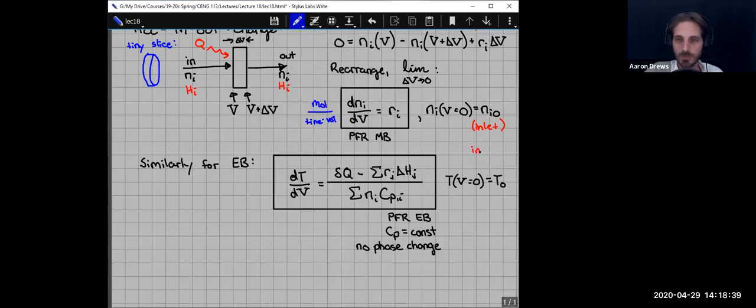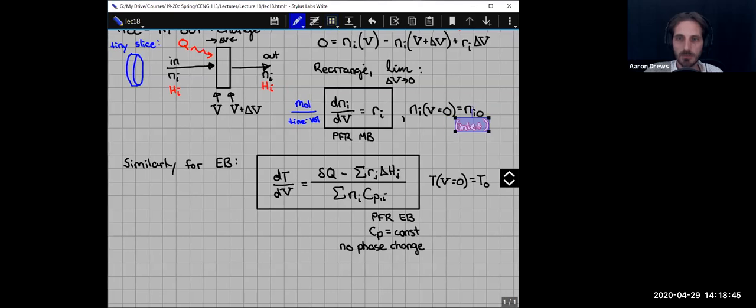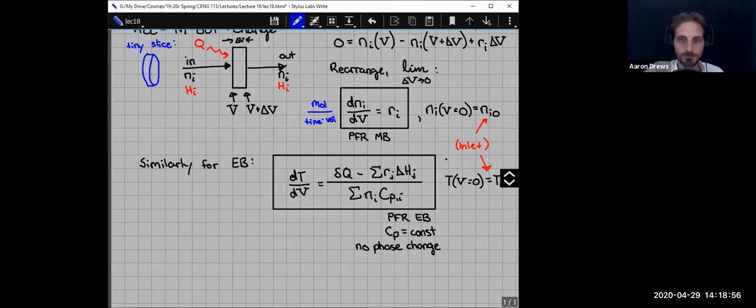So this, oh, I already wrote inlet. I might as well just keep the inlet right there since I've already got it. This inlet is actually referring to the same thing. Right, so N sub I zero is your inlet moles and T sub zero is your inlet temperature.